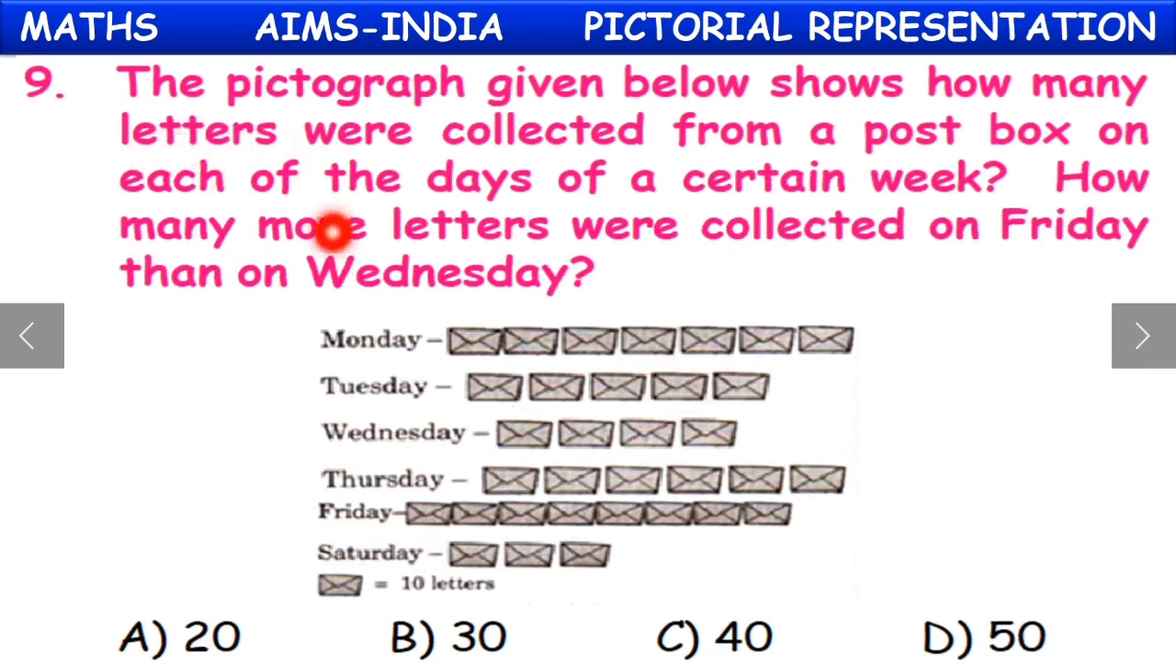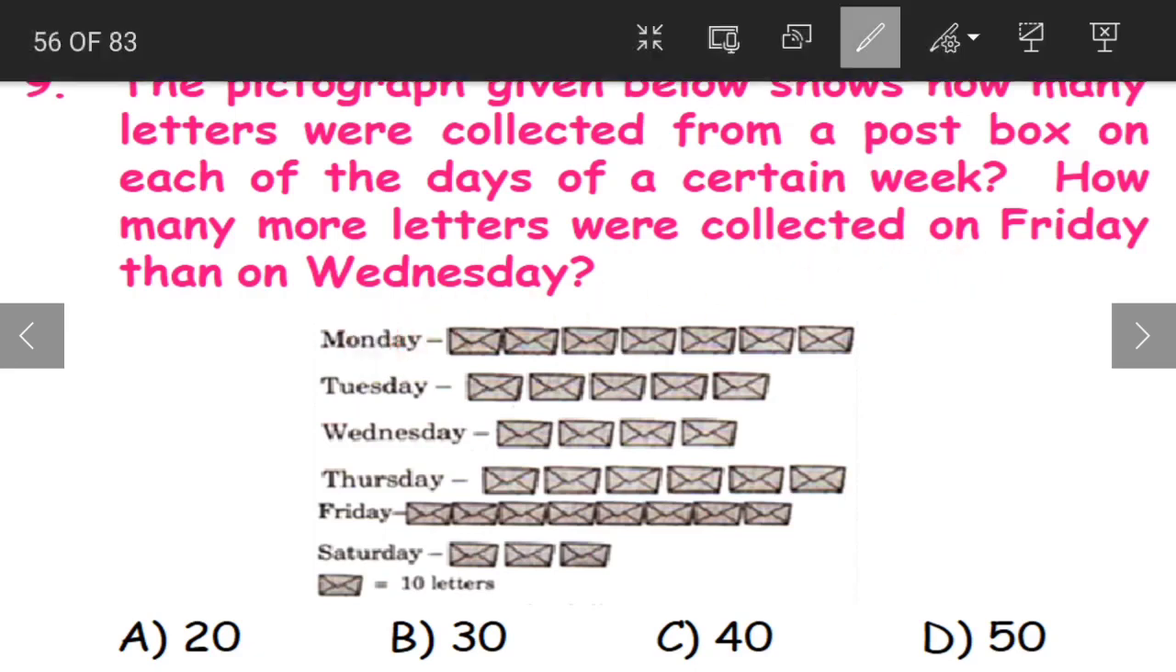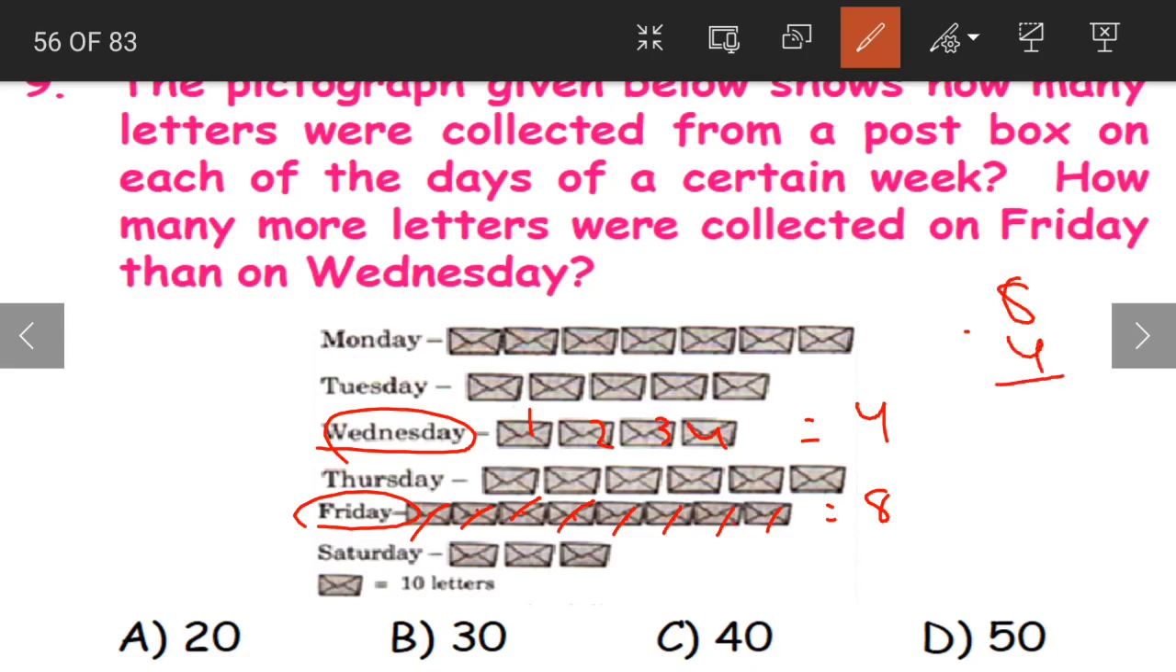Now coming to the next question, again based on the same pictograph. How many more letters were collected on Friday than on Wednesday? So we have to compare our Friday and Wednesday. On Wednesday we are having 4 pictures. On Friday we are having 8 pictures. 1, 2, 3, 4, 5, 6, 7, 8. Yes, so what is the difference? 8 minus 4 is equal to 4. So were 4 more letters collected on Friday, children?